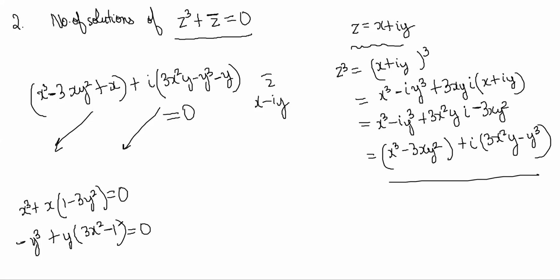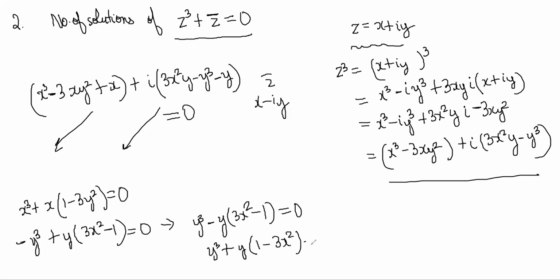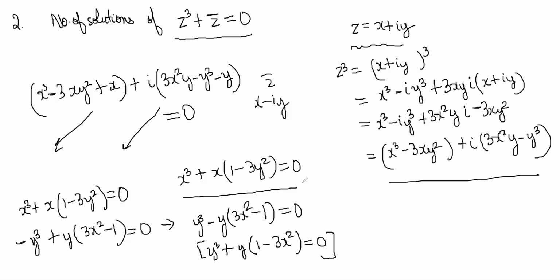So this equation becomes y cube minus y times 3x square minus 1 is equal to 0, which becomes y cube plus y times 1 minus 3x square is equal to 0. Both the equations look very similar. So you have to find the number of pairs of x comma y for which this can be true, right? So 0 0 obviously fits both the things.